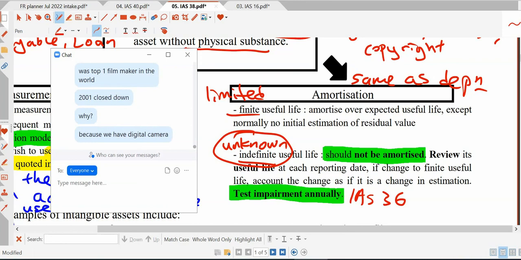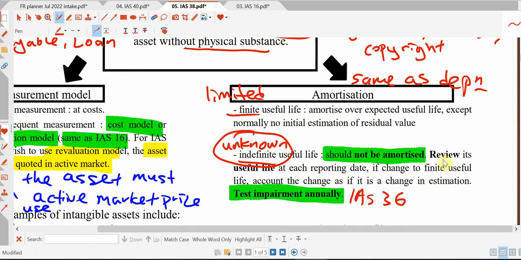So don't you think, class, 2 years before, when I wanted to estimate the useful life of Kodak, I couldn't do it. But 2 years later, I can already. It is dying soon. So the accounting standards say, if you cannot do it now, never mind. You review the life every year. Every year check: can you estimate? Cannot, never mind, try next year. Every year check whether the useful life can be determined.